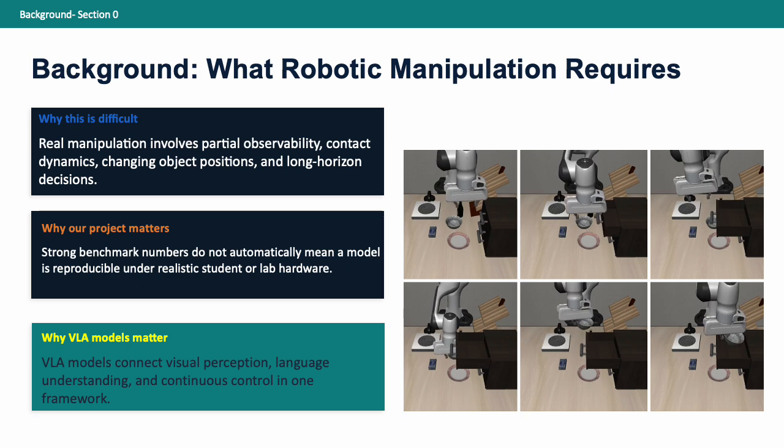This slide explains why robotic manipulation is challenging. Robots work in dynamic environments with challenging objects and incomplete information. The VLA models are important because they combine vision, language, and robot control in one system. However, many published results rely on powerful hardware, which is not available to every research team.